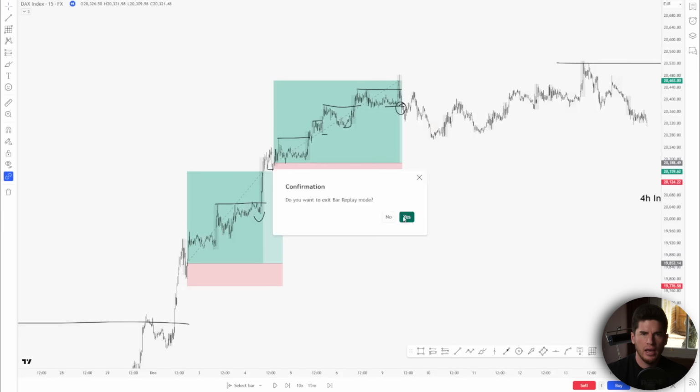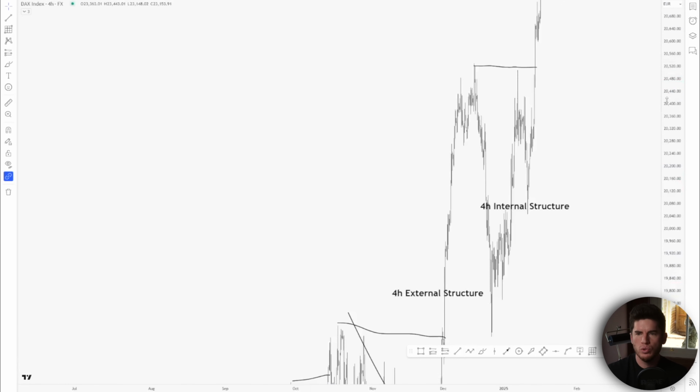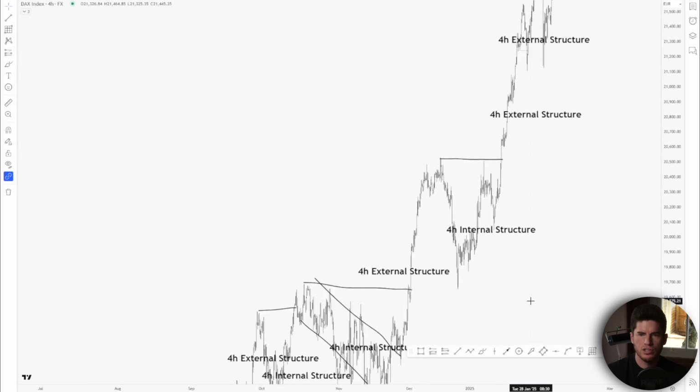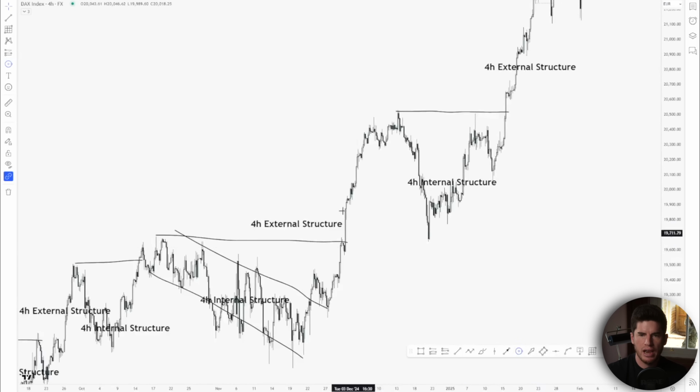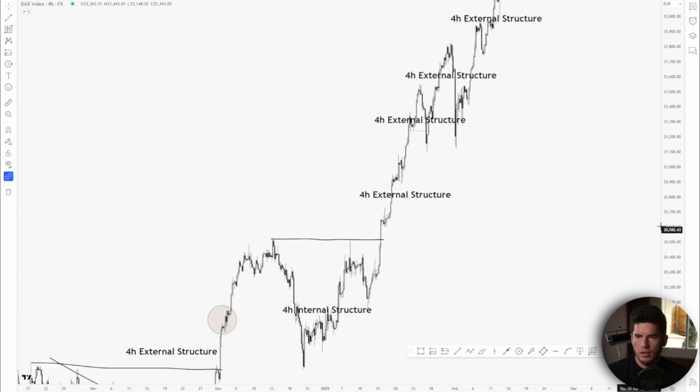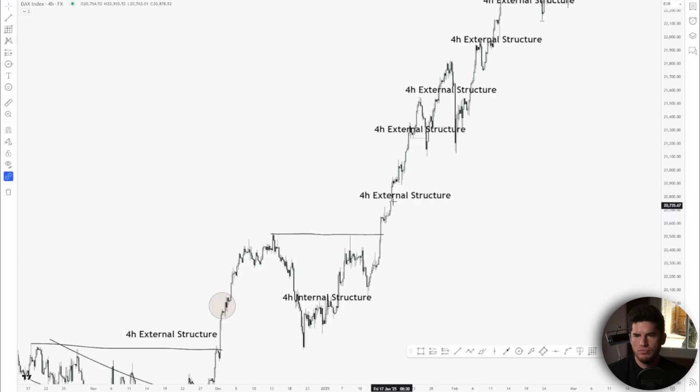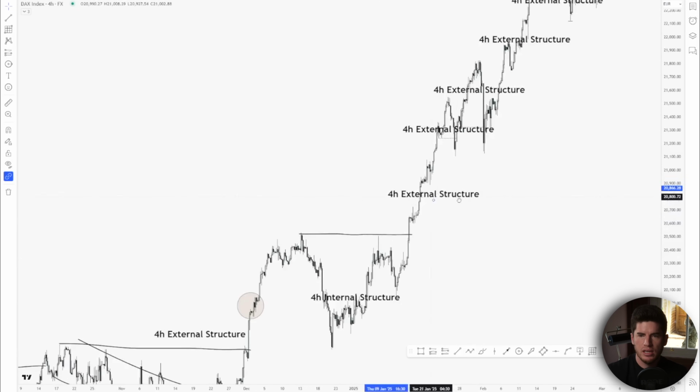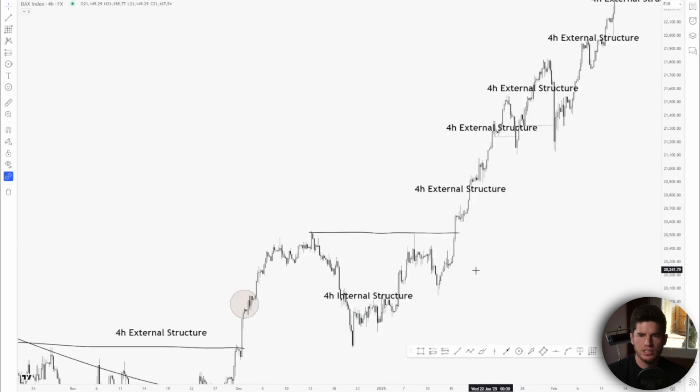Let's go back to the 4 hour and pick one more scenario. I want to pick 2 scenarios of each in terms of external structure. We've just chosen this area here, we've covered that. And let's go and pick the next one. Right, so this was 15th of January this year. This is an interesting area because I actually didn't trade at all in 2025 until around the 15th of January.